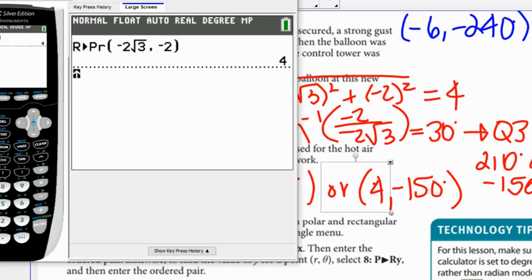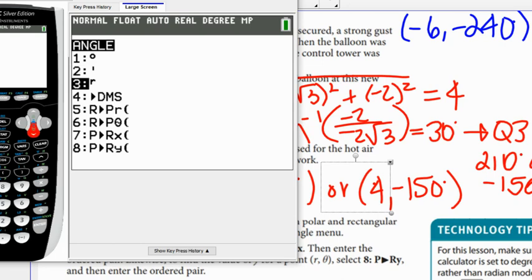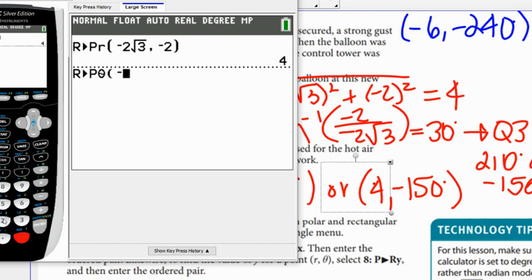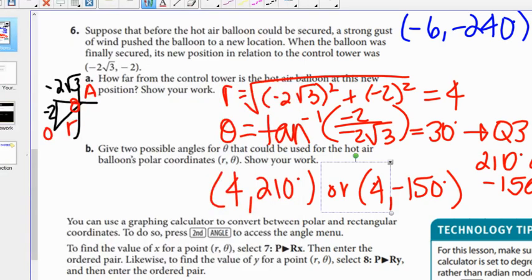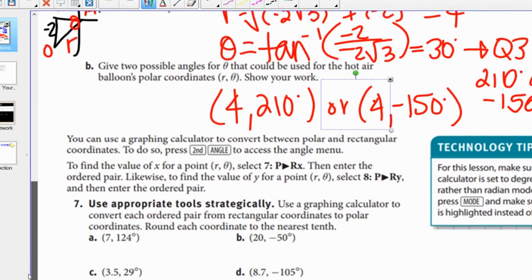And if we do second apps and then option 6 this time to find the theta value, this one to me is especially helpful. So we have -2 square root 3 comma -2. It takes into consideration for us, which is really nice, the fact that this was in quadrant 3. So we see that -150. Okay, so these are great resources to be able to check your answers on here as well. Okay, but again, we'll focus more on this in upcoming lessons as well.